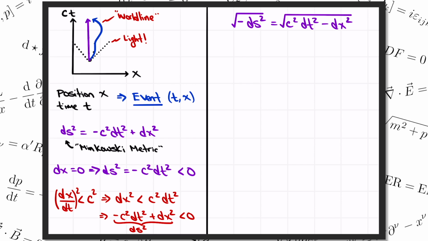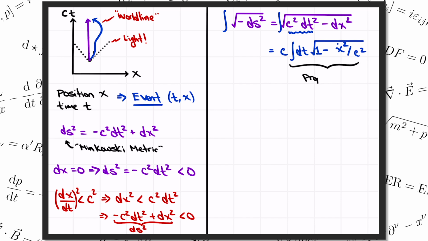Now we can define the length of the world line just like we did in the xy plane by integrating. It's going to be convenient to pull out this factor of c squared dt squared from inside the square root. Then we can write this as c times the integral over time of the square root of 1 minus x dot squared over c squared, where x dot is the velocity of the particle. This integral on the right-hand side is called the proper time along the world line.